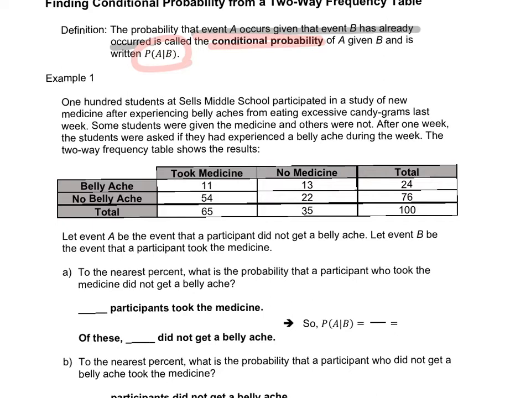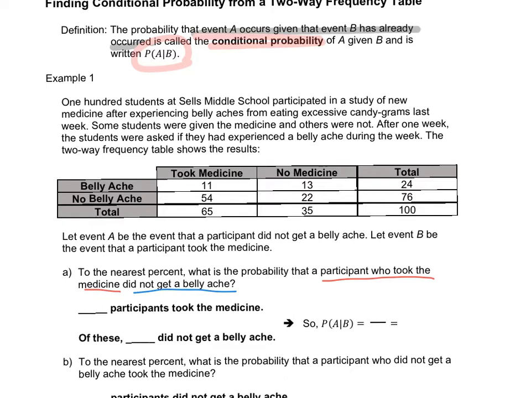So letter A says, to the nearest percent, what is the probability that a participant who took the medicine did not get a bellyache? A participant who took the medicine. So we're just looking at the people that took the medicine, and of those people, we want to know who did not get a bellyache. All right, so be careful with the way you're reading it and understanding that.